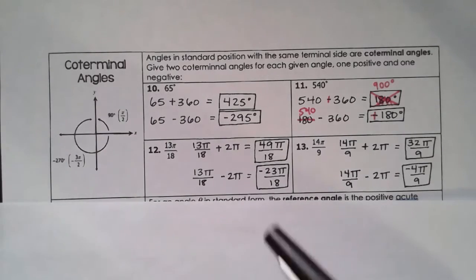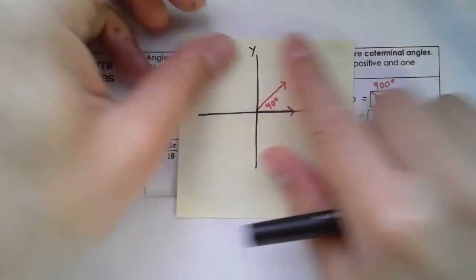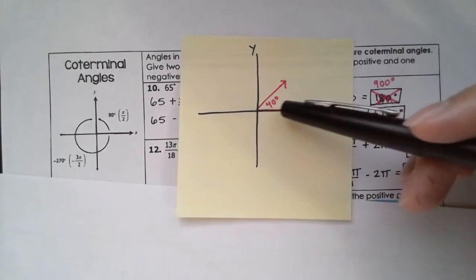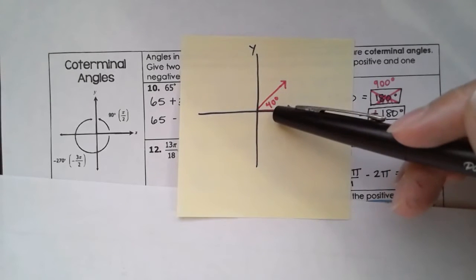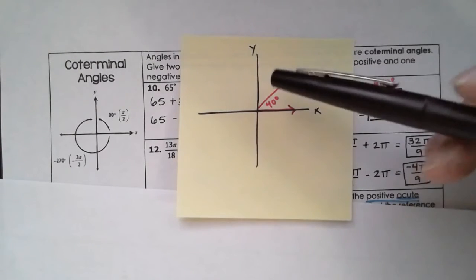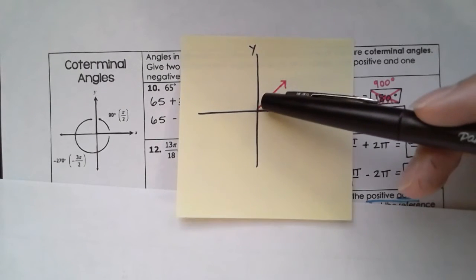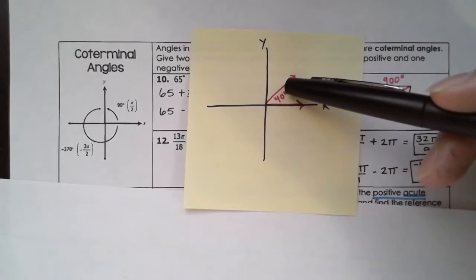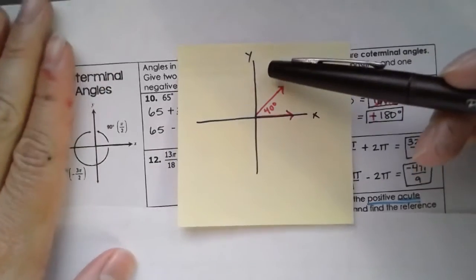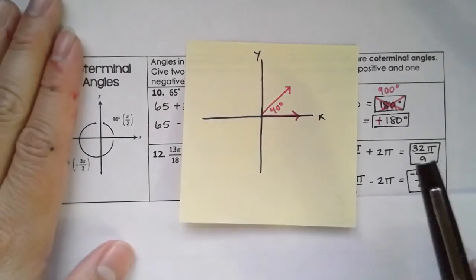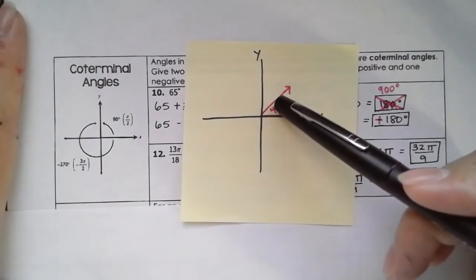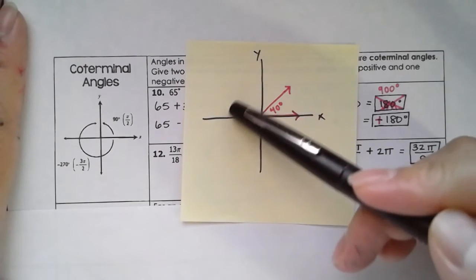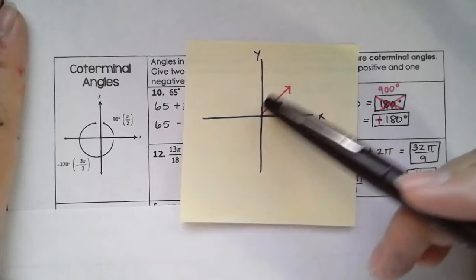If I'm given this angle here, so again, it's in standard form, right? I'm opening counterclockwise, so I have a positive 40 degree measure here. If here's my initial side, here's my terminal side. If I add 360 degrees to this ray, the terminal side, I land right back where I was.